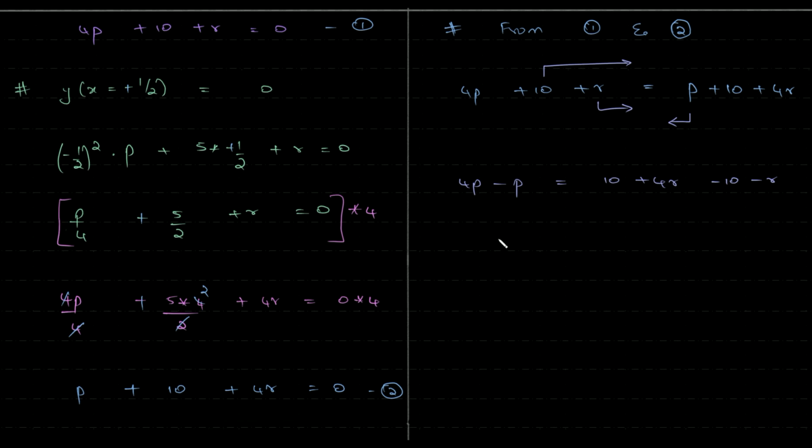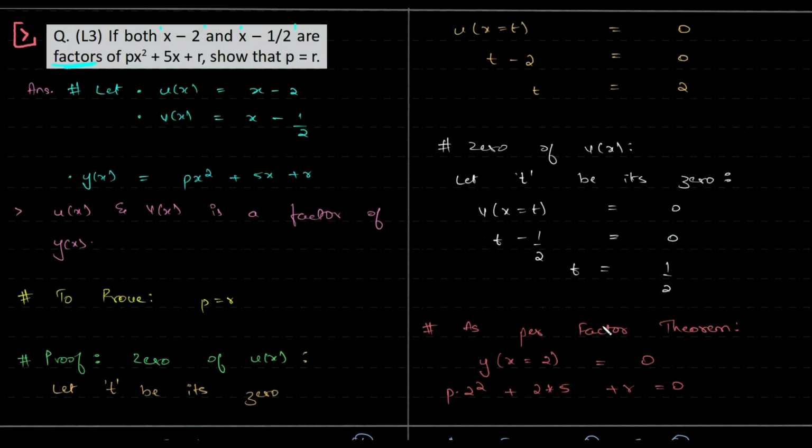So we have 3p, because this is 1, and plus 10 minus 10 will get cancelled, and this is 3r. If I divide by 3 on both sides, what happens? Yes, p will be equal to r. That's it. Okay, so this is your answer.